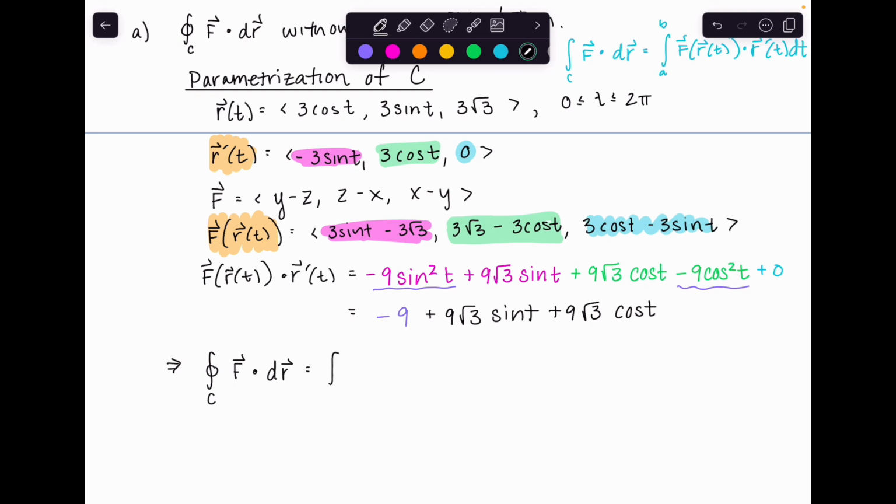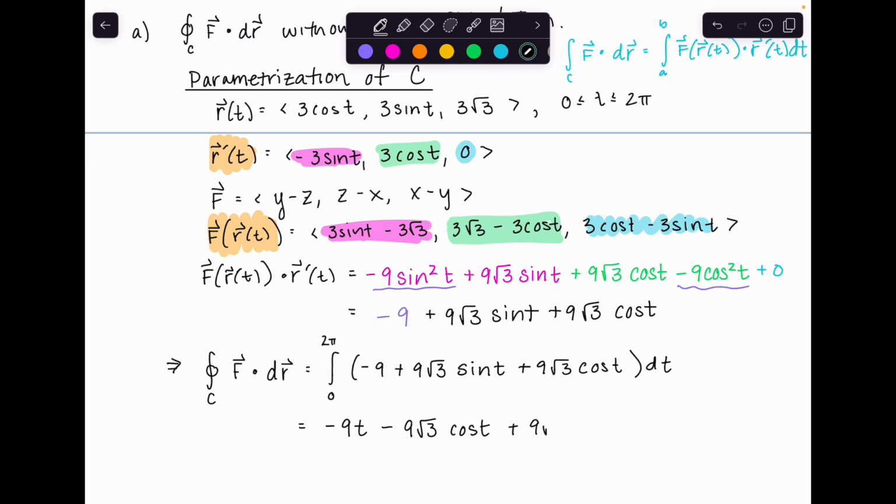So this becomes the integral from 0 to 2 pi of negative 9 plus 9 root 3 sine of t plus 9 root 3 cosine of t, integrated with respect to t. So the antiderivative of negative 9 is negative 9t. Antiderivative of positive sine is negative cosine. And the antiderivative of cosine is positive sine. And then this gets evaluated from 0 to 2 pi.